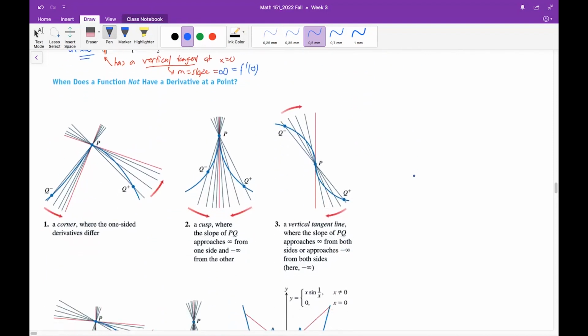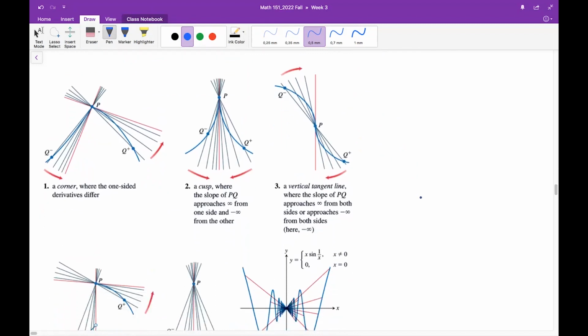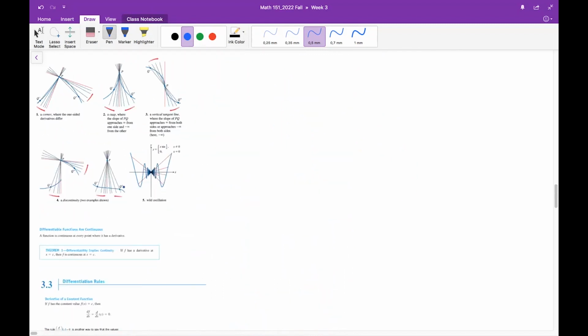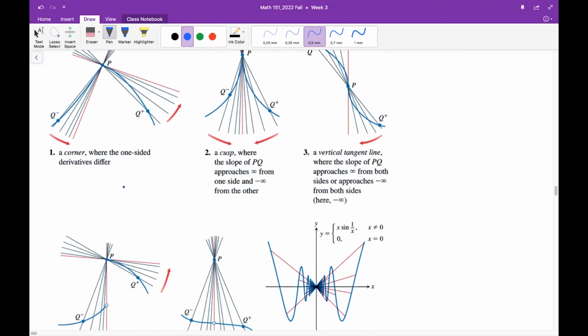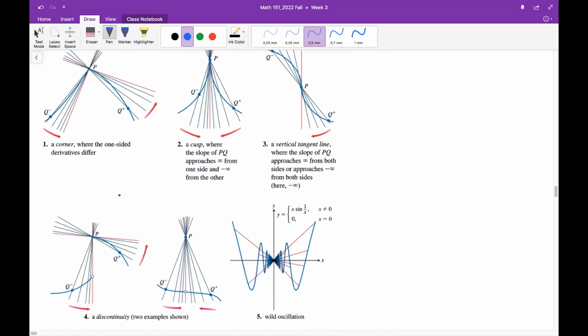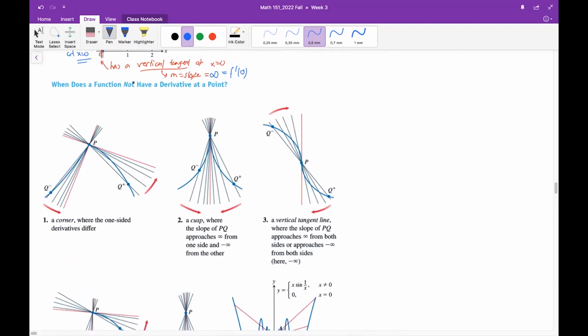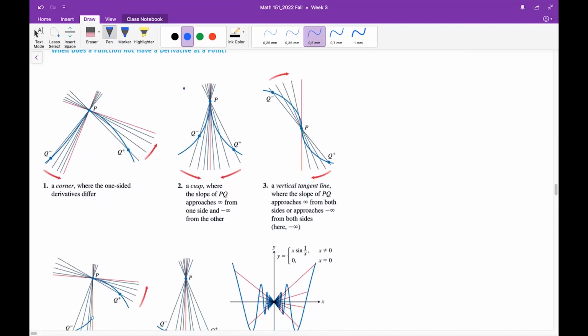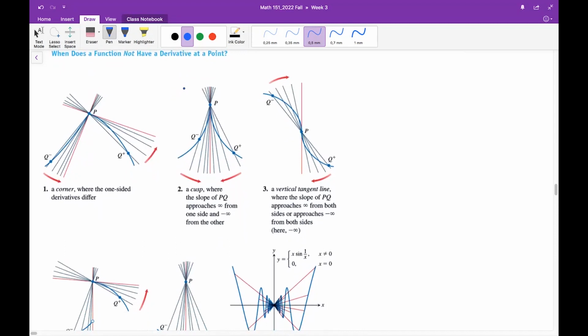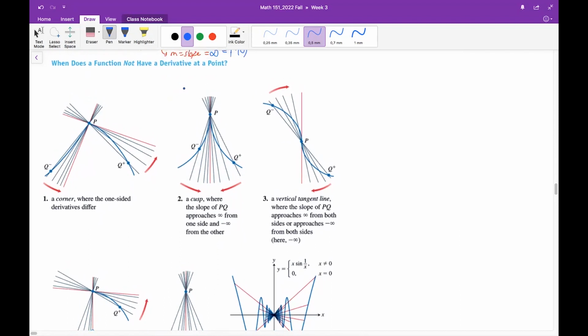So let's move on. And in this part now, we will try to examine and search for the cases when your function does not have a derivative at a point. So these are all the bad cases where the function may not be differentiable at the given point, okay? So let's try to understand all those cases one by one. Okay, when does a function not have a derivative at a point? Look at the first case, please.